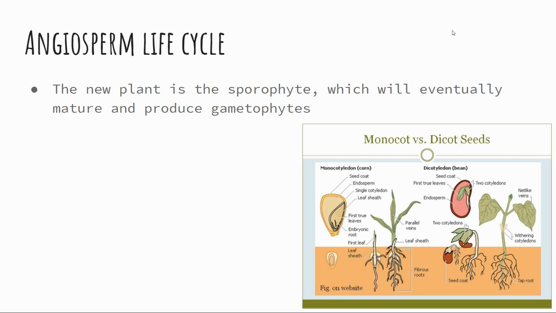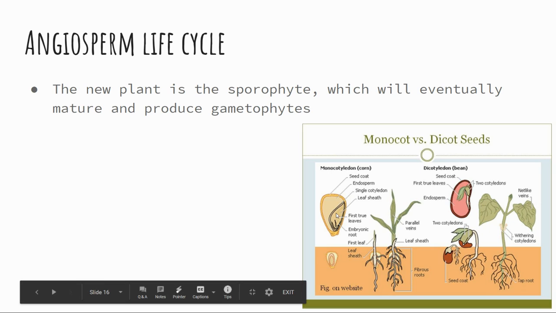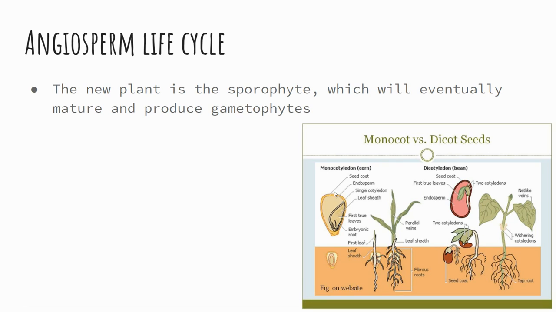All right, so the new plant is the sporophyte, which will eventually mature and produce gametes. The only thing I really want to show you with this picture is a monocotyledon and a dicotyledon. We've talked about both of those. We see here the two cotyledons inside of the dicot, di meaning two, and then you see an endosperm. If you look over here at a monocot, you're going to have one cotyledon, a single cotyledon, and it also has an endosperm. Remember, the endosperm is going to provide the nutrients needed by the seed to survive long enough to germinate and begin to grow roots and grow as a plant.